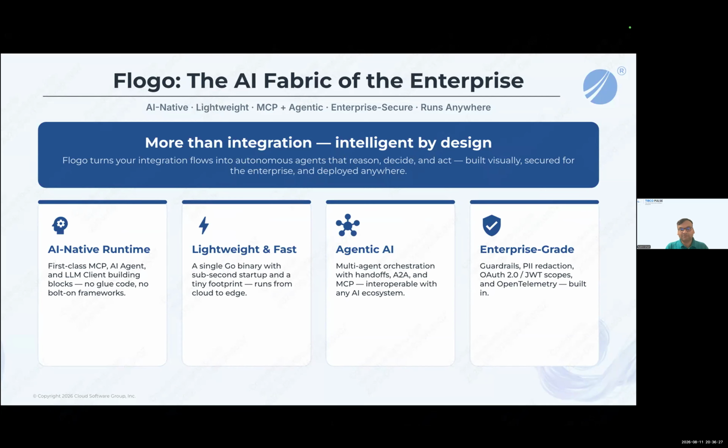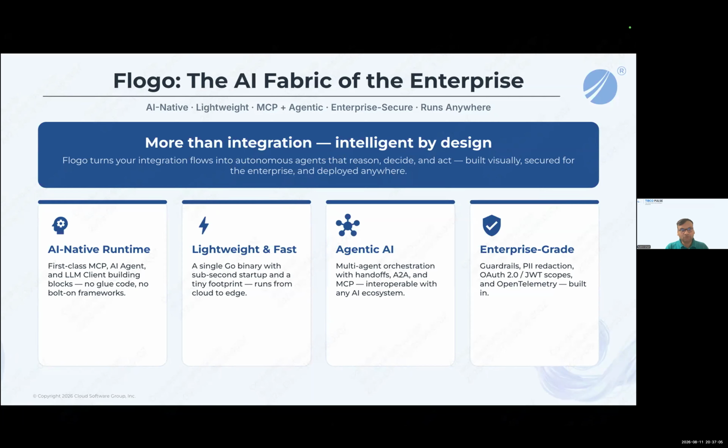Then it is lightweight and fast because it is built on the Go runtime. It has got a very tiny footprint and runs from cloud to edge devices. Then you can build multi-agent orchestration flows with different handoffs to A2A servers or MCP servers, which we'll see in the demo shortly. And you can build enterprise grade systems with Flogo, because it has got its own guardrails, PII redaction, and support for JWT scope-based access control in the MCP servers. And you can manage and monitor the entire execution using OpenTelemetry.